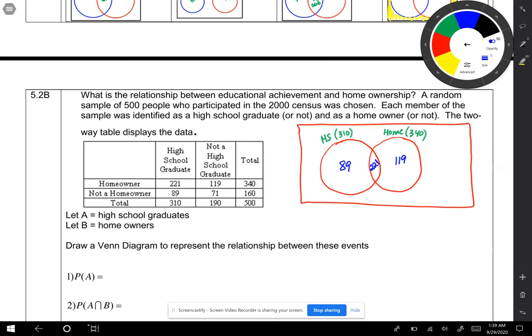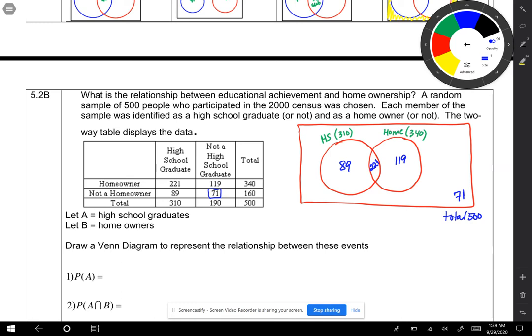Or just think of it this way. 71 is neither a homeowner nor a high school graduate, so that's going to go out here. But you have a total of 500. So the same information can be represented in a Venn diagram. It's whatever you prefer. Venn diagrams, sometimes students get confused with it. The two-way table, it's pretty easy to read.